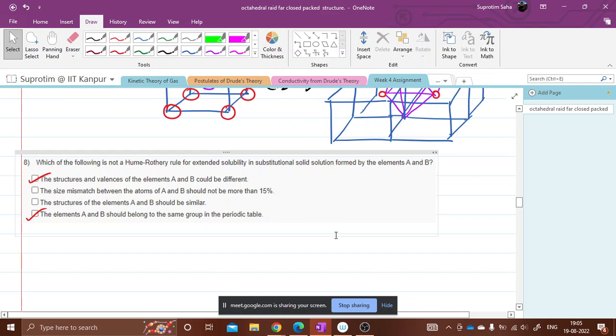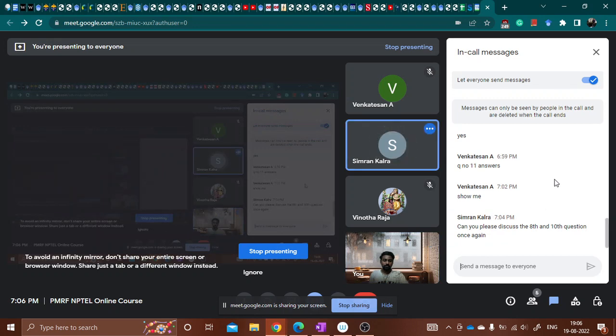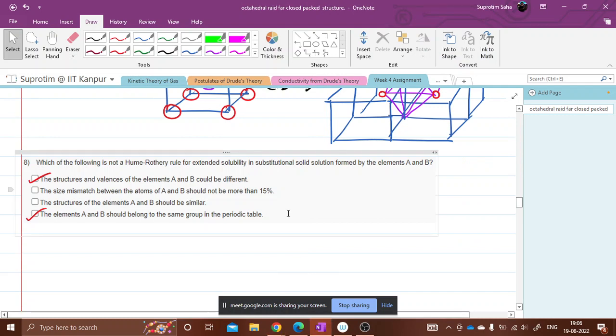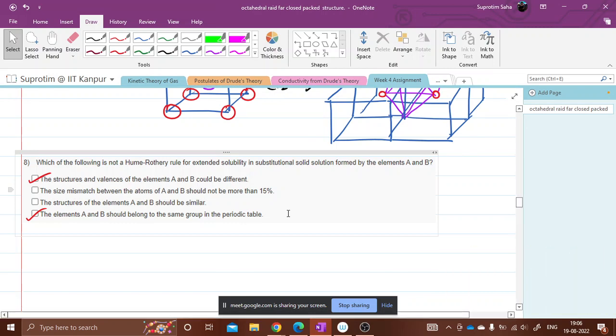When you are mixing two solids, the Hume-Rothery rule says that the first point is the size difference between two atoms. The size difference between two atoms must be less than 15%, because if the impurity atom is greater than the size of the host atoms, it will not be able to accommodate.